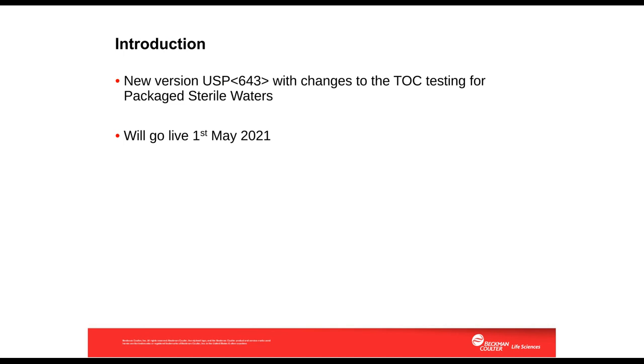So a revised version of the USP chapter on TOC, total organic carbon, the USP 643 chapter, has been published already, but it will become official on the 1st of May this year, 2021. This presentation gives an overview of this new document and discusses the difference also in the System Suitability Test materials specified in USP 643 and those specified in the Japanese Pharmacopoeia for TOC.